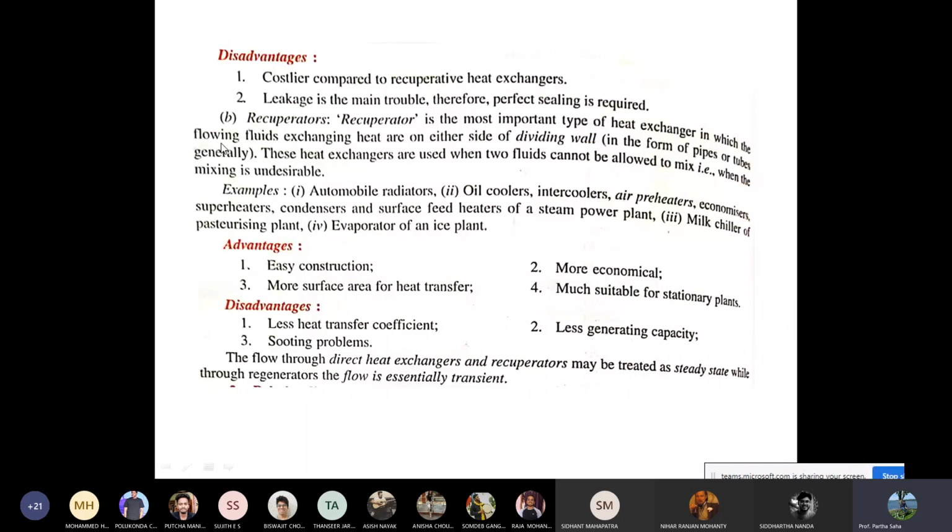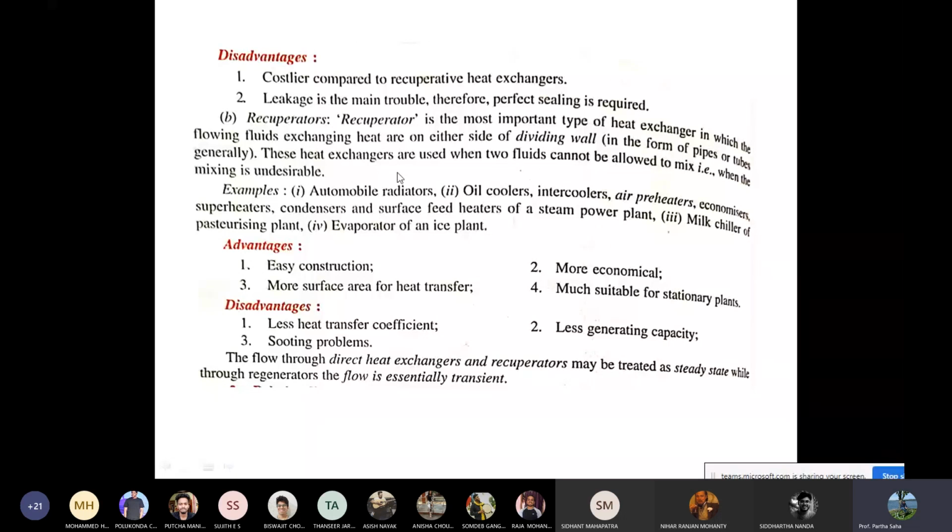Now comes the recuperator. The recuperator is a much more advanced concept. It is a steady state or continuous heat exchanger, where the flowing fluids exchange heat across a dividing wall. So there are dividing walls. The hot fluid loses its heat, which is taken up by that wall, and then it is going to be exchanged with the cold fluid.